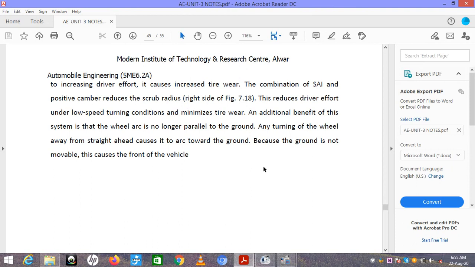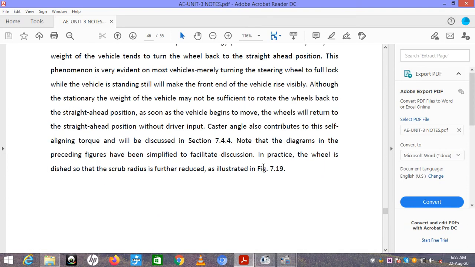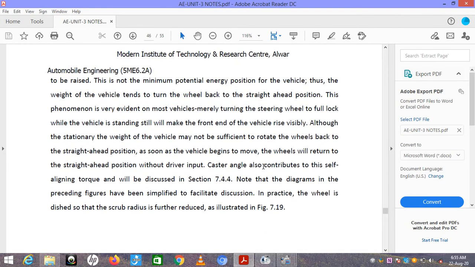An additional benefit of this system is that the wheel arc is no longer parallel to the ground. Any turning of the wheel away from straight ahead causes it to arc toward the ground, because the ground is not movable. This causes the front of the vehicle to be raised. This is not the minimum potential energy position for the vehicle. Thus, the weight of the vehicle tends to turn the wheel back to the straight-ahead position.